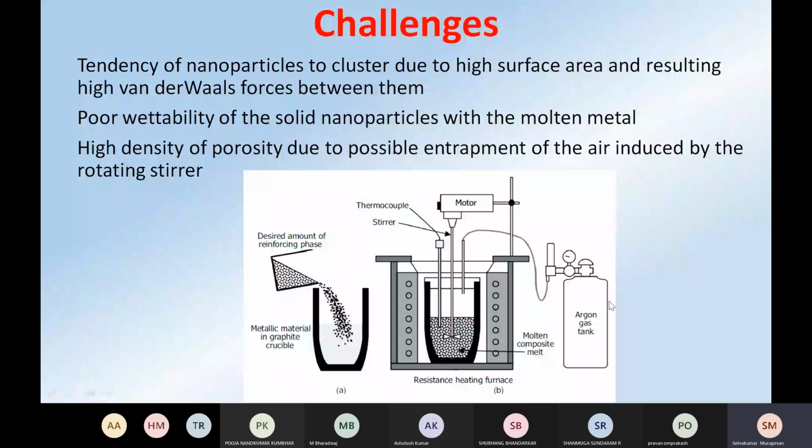In that case, the rotation RPM speed, as well as the furnace size, are all pretty important to get rid of those voids or bubbles.